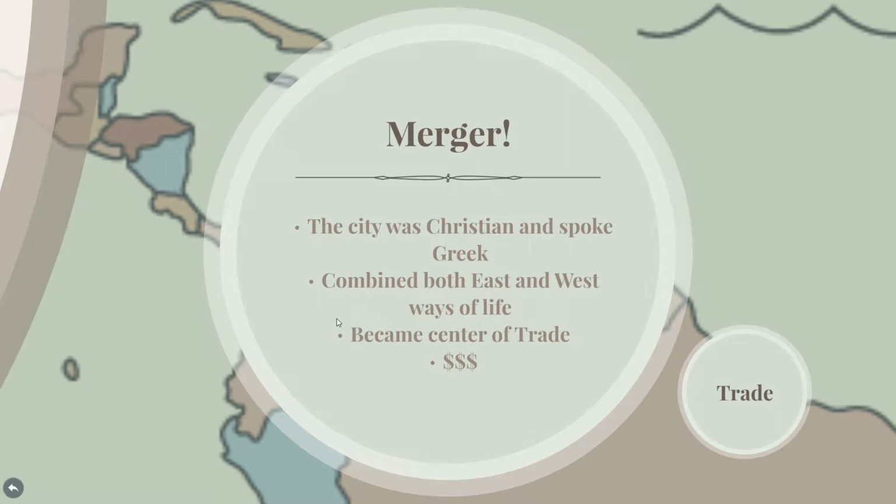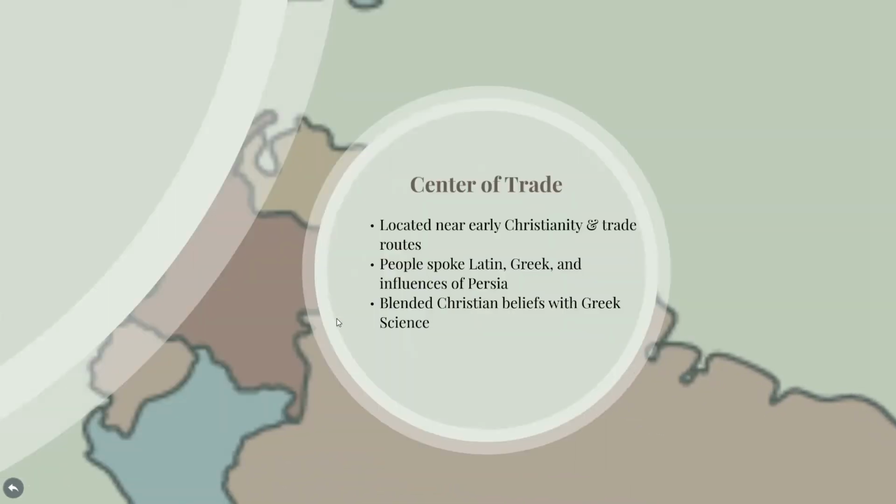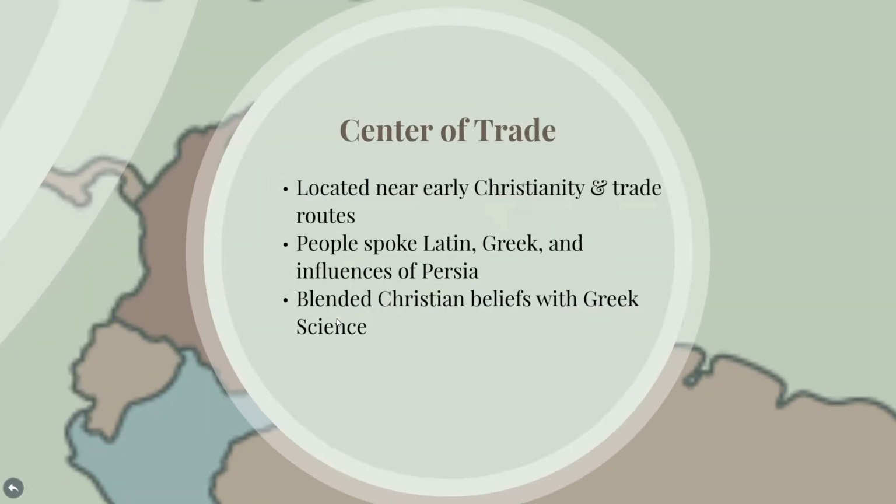It combined both East and West ways of life. The city was Christian and spoke Greek instead of Latin. It became the center of trade later and became very, very rich. It was located near early Christianity and trade routes, since it is right in the middle. People spoke Latin, Greek, and had influences of Persian. It blended Christian beliefs with Greek science, really becoming a melting pot of sorts.